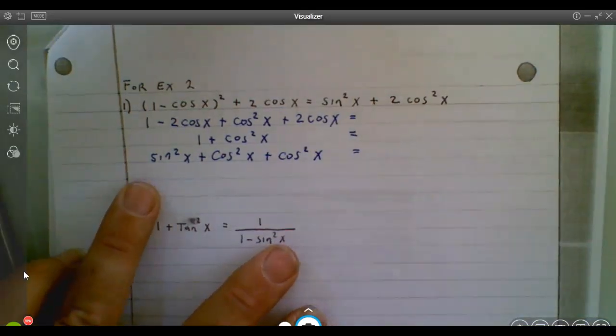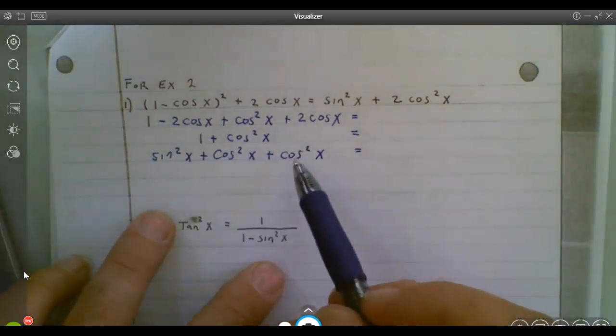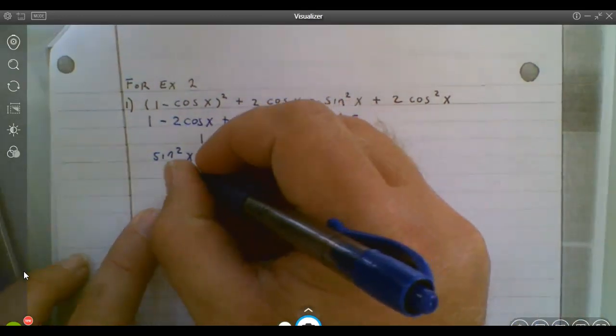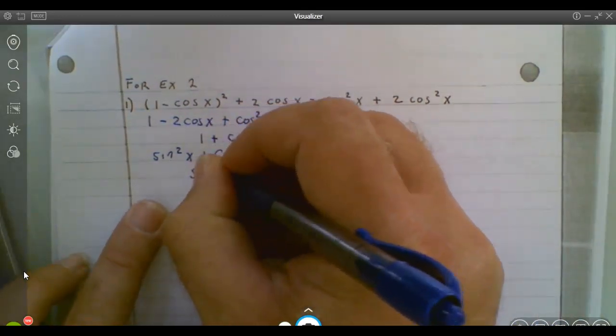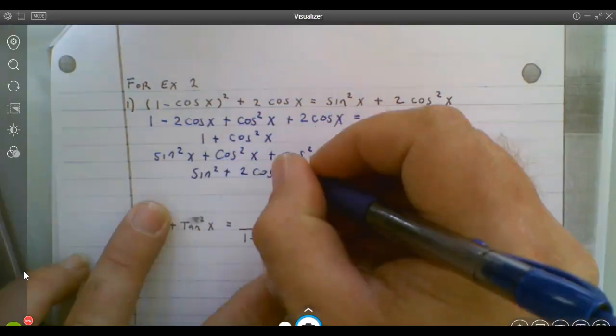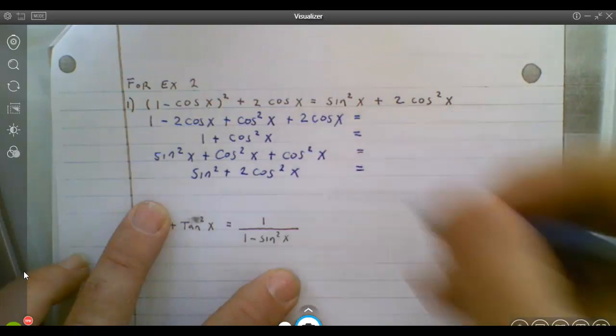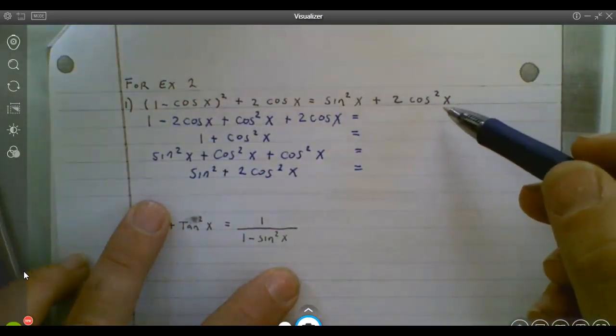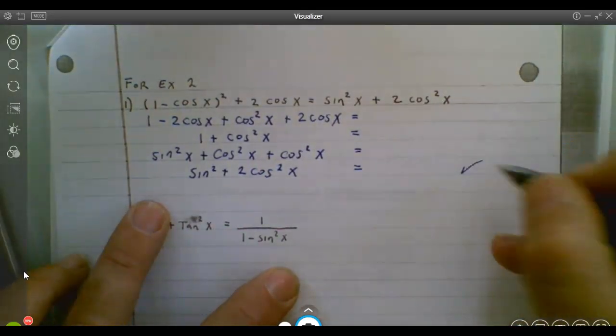So now it looks like this. Now I can do this guy plus this guy and say I have 2 of those. So I'm looking at sine squared of x plus 2 cosine squared of x. And there we go. Matches what we were trying to prove. So there's our proof.